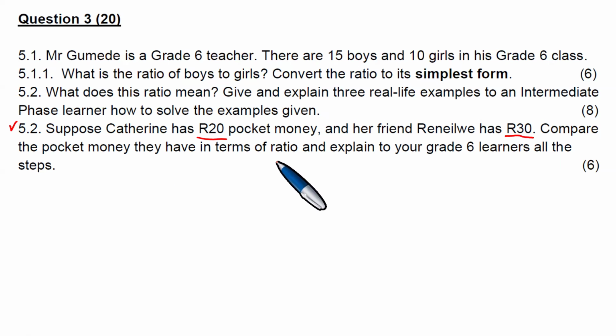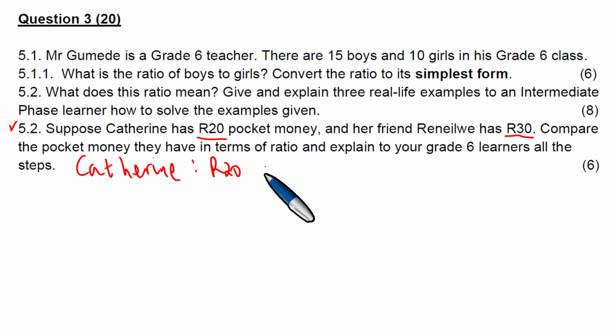Okay, we look at this one. Now you can see that at this point, Catherine has 20 rand. And Renee has 30 rand. Compare the pocket money they have in terms of ratio and explain to your grade 6 learners all the steps.